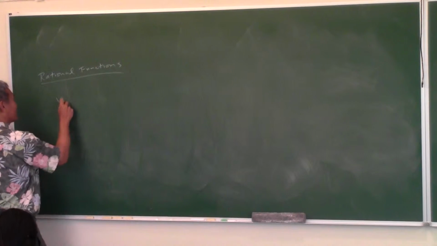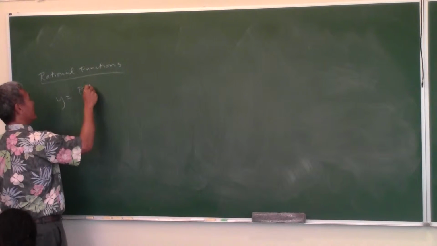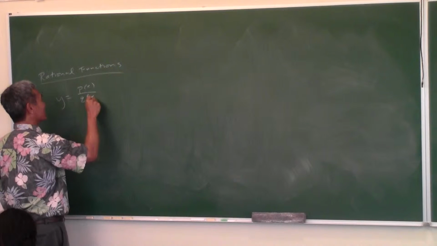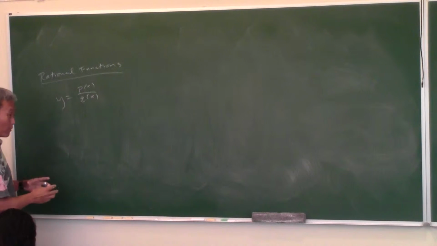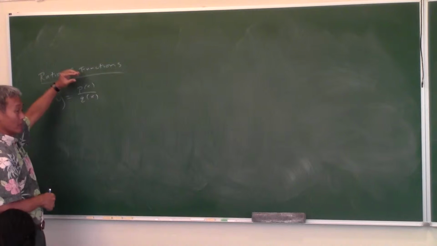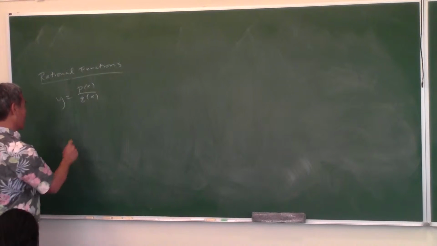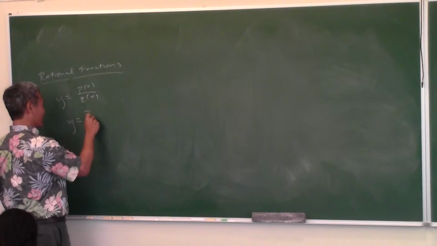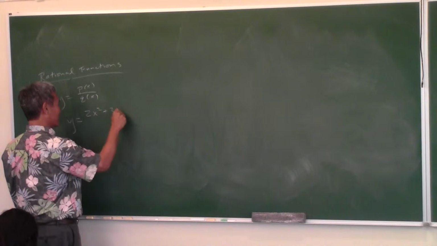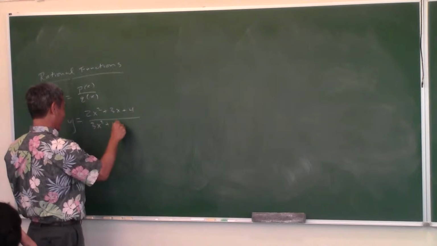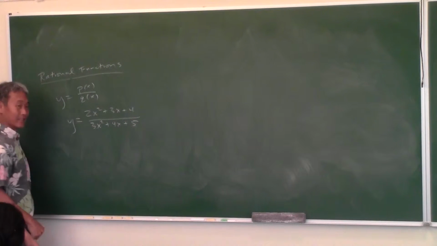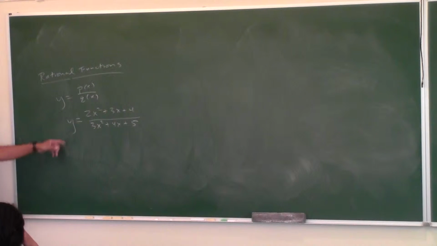A rational function is a function of the form P of x over Q of x, where P and Q are polynomials. So when you have a polynomial over another polynomial, for example, something like this, y equals (2x squared plus 3x plus 4) over (3x squared plus 4x plus 5). This would be a rational function. See how you have a polynomial over a polynomial?